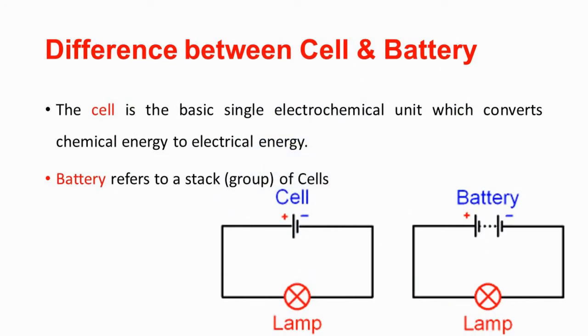The difference between a cell and a battery. Let us understand. The cell is the basic single electrochemical unit which converts chemical energy to electrical energy, whereas battery refers to a stack group of cells. We can say that a cell consists of a single cell, whereas a battery consists of a group of cells.